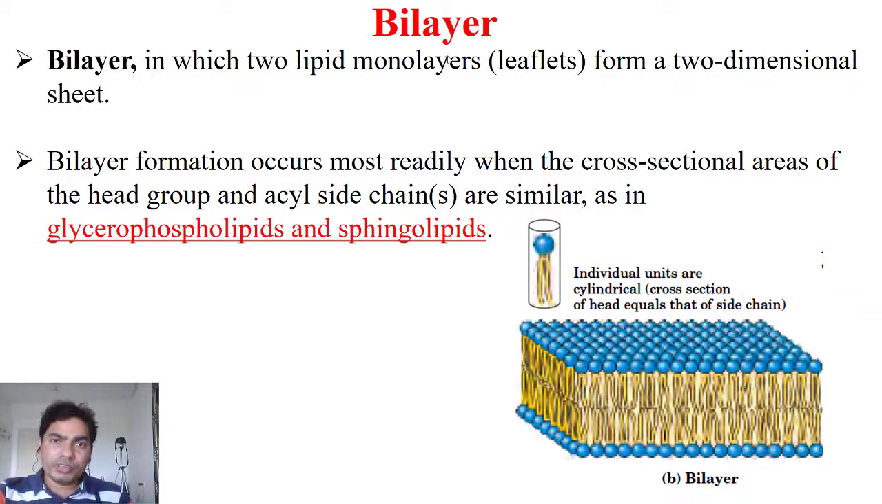So what is the bilayer? It is found in the membrane, but the membrane is a circle. The bilayer in the membrane is that circle, right? So in the circle this portion will not be exposed actually, right? So a bilayer is one in which two lipid monolayer leaflets form two-dimensional sheets.